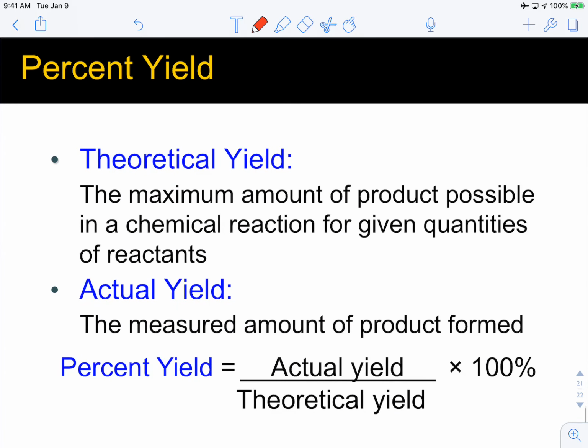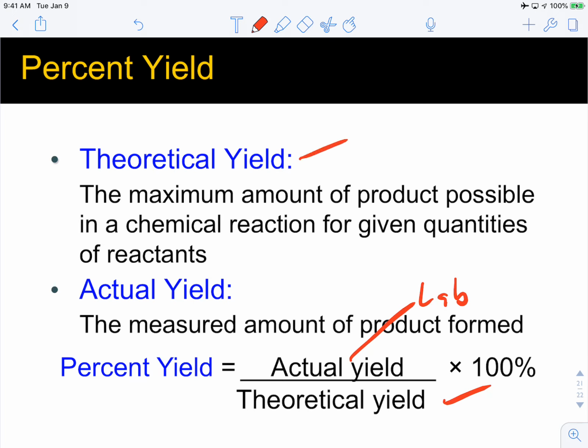The last section in the chapter is percent yield, and this really is simply your actual yield divided by your theoretical yield times 100. What I want to do is actually define these. Your actual yield is what you get in the lab. It's the measured amount of the product formed that you actually get in the laboratory. That's what actual yield is.